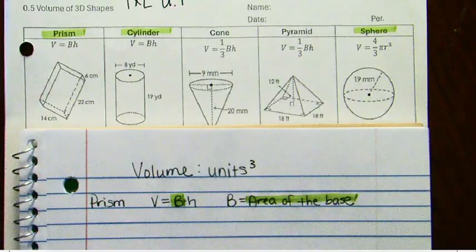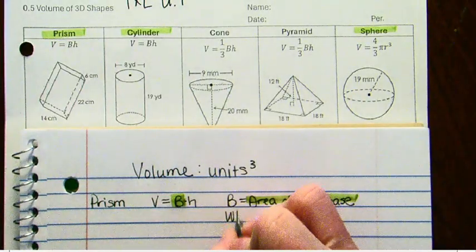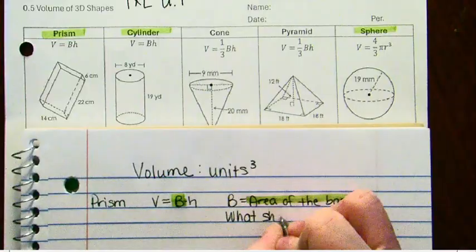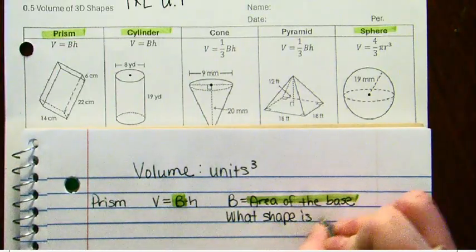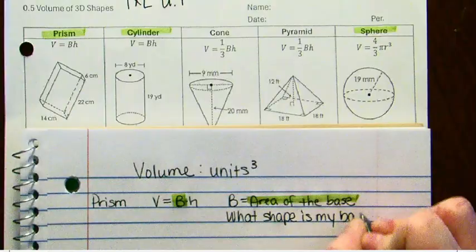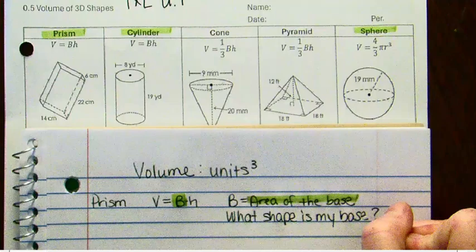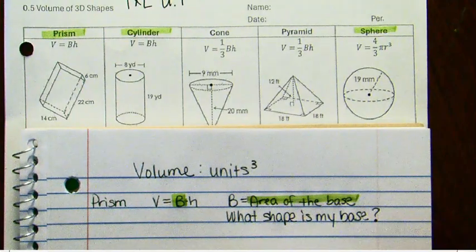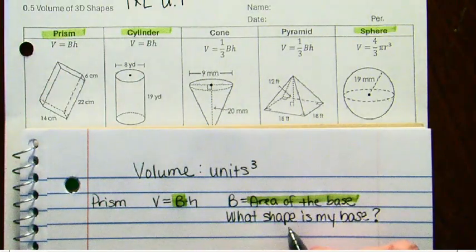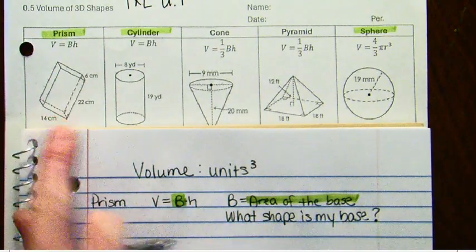So you're always asking yourself, what shape is my base? Because if it's a rectangle, then we're going to use the rectangle area formula. If it's a triangle, then we're going to use the triangle area formula. And if it's a trapezoid, we're going to use the trapezoid area formula. But you have to identify what the shape of your base is before you can even go any further with this. So right now we're doing rectangular prism.